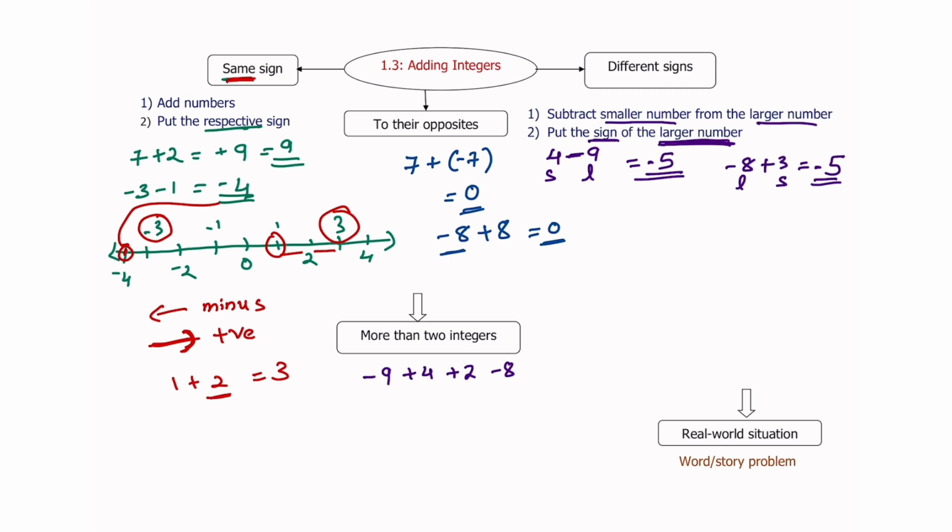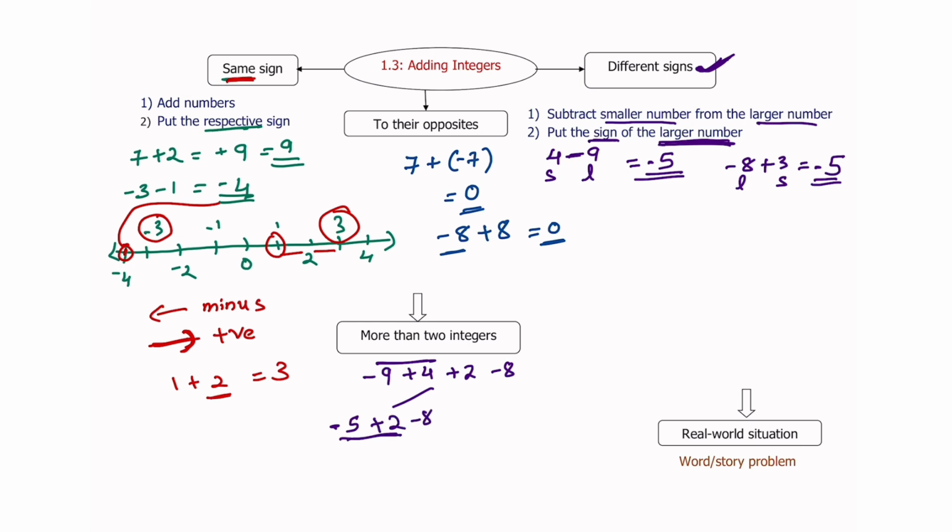This can be done in many ways. Let me say the first method here. I just follow the numbers as they are given. So the first part will be minus 9 plus 4. We are going to refer to this rule over here. Minus 9 plus 4, larger minus smaller. 9 minus 4 is 5 with the sign of the larger number, that's minus. And I write the rest of the equation as it is.